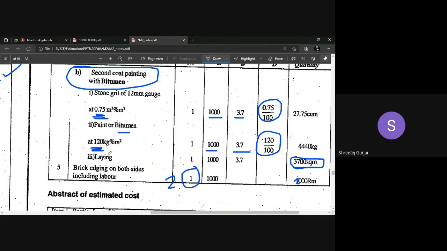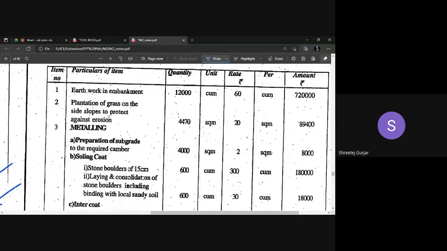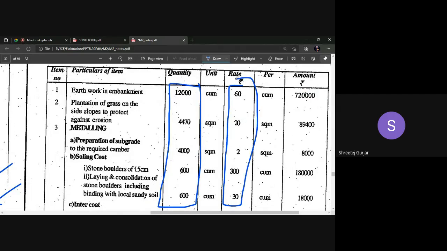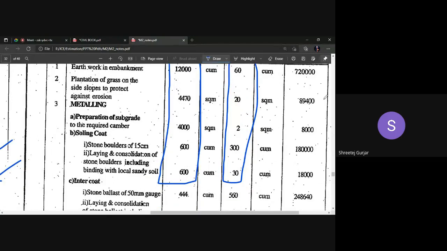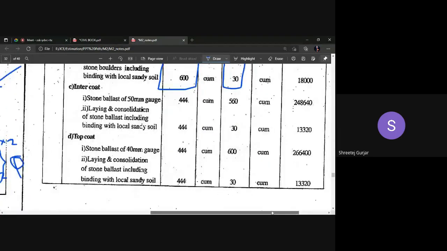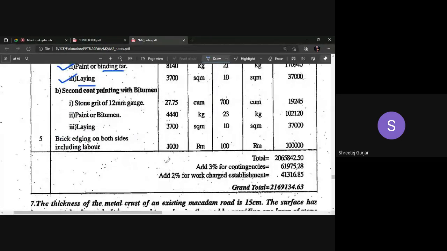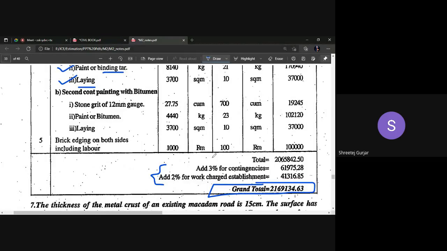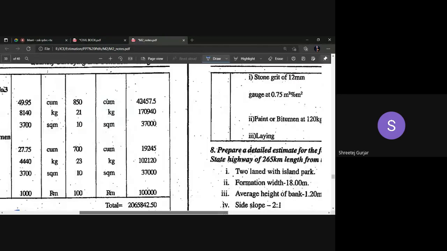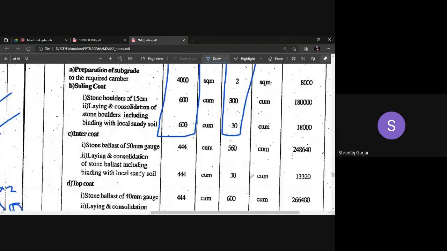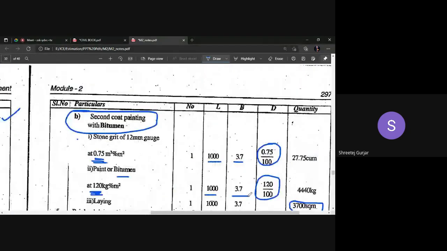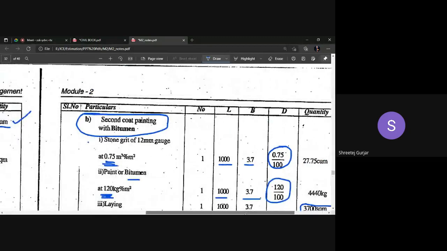So remember this. Now preparing an abstract. Nothing but quantities you have to mention, all the quantities, multiply them with the rates. They will provide you with the rates in the question. Multiply them by the rates, calculate the total, and then do not forget to add 2% and 3%. Then you can calculate the grand total. So abstract preparation is very easy. Do not worry about abstract preparation. Just write down the quantities, multiply them by the rate.